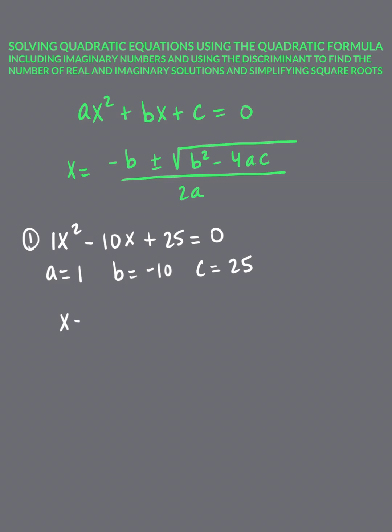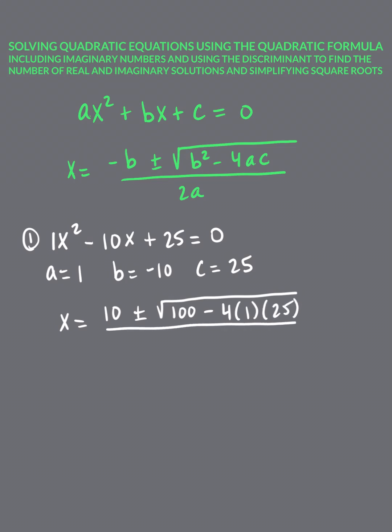So we have x equals positive 10, since minus a negative is a positive. And I really like to go ahead and square b here, because then I don't have to deal with the negative. Especially if you're using a calculator, you definitely need to be very careful about the negative and make sure that you square the negative. So this number here is always a positive number no matter what. So if you're using a calculator, make sure you use those parentheses. Minus 4 times a, which in this case is 1, times c, which in this case is 25, all over 2 times a, which is 2 times 1 in this case.